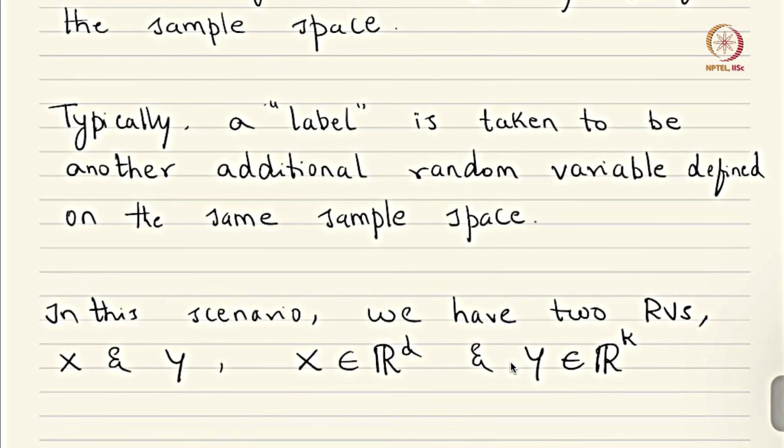Y can be in RK. So if you want binary labels, you make your K to be 1, right, and all your values come from a subset of R between 0 and 1, or you can even make it discrete, a set {0, 1}, right.